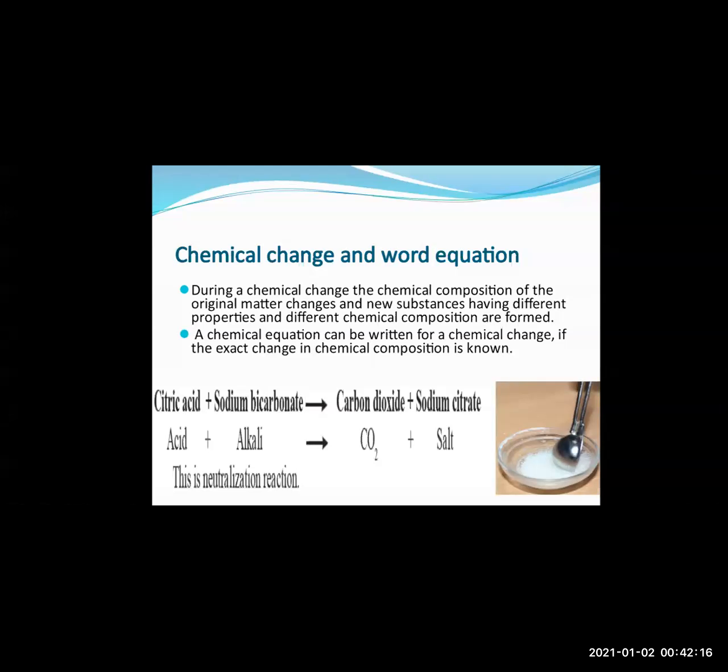Now here you can see there is one acid and one alkaline. Whenever there is a reaction between an acid and an alkali, the reaction is called a neutralization reaction, meaning it is neutral. This reaction, when taken between one acid and one alkali, is called a neutralization reaction. So this is about the chemical changes, and you have seen how the equation is written in this type.